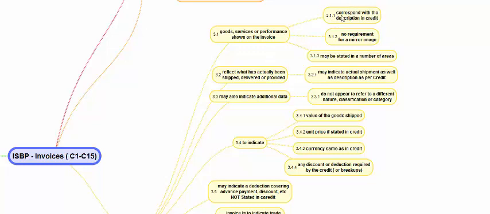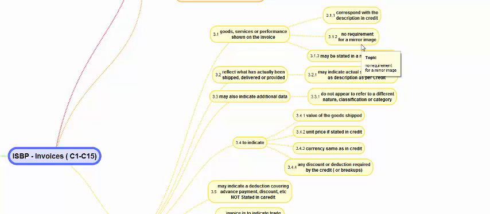Whether called a commercial invoice or a normal invoice, the goods description should correspond with the description in the credit. There is no requirement for a mirror image, but it should correspond to the description in the credit. This is the only document in which most or all the details given in the letter of credit should appear. In other documents, it can be in generic terms.